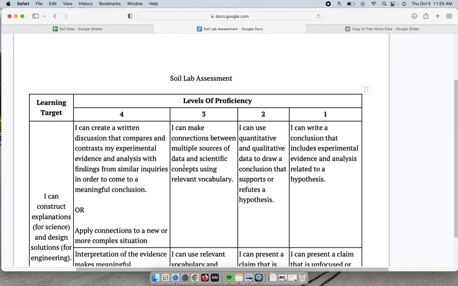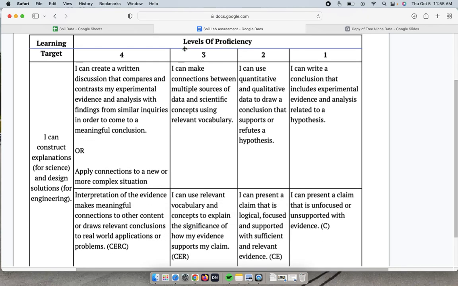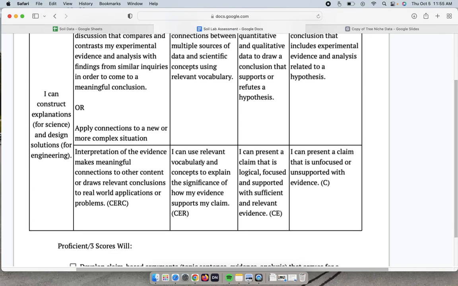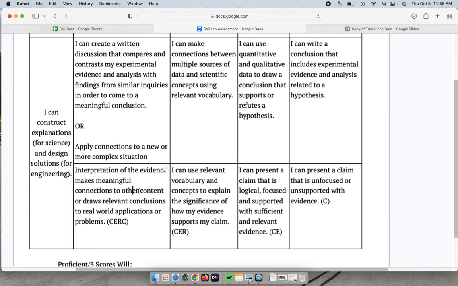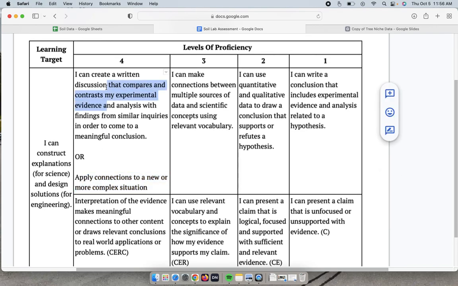So, those are the 3 questions. Again, for proficient, you're going to be making connections between data, and scientific concepts, and vocabulary, and you're going to be using that vocabulary and concepts to make a claim that is explaining the significance of your evidence. To get a 4, this would be where you really wow me with that last question about Mount Mansfield, applying connections to a new or more complex solution, and you're also comparing and contrasting evidence that makes sense with evidence that doesn't make sense based on what we collected and what maybe the Forest Service found.